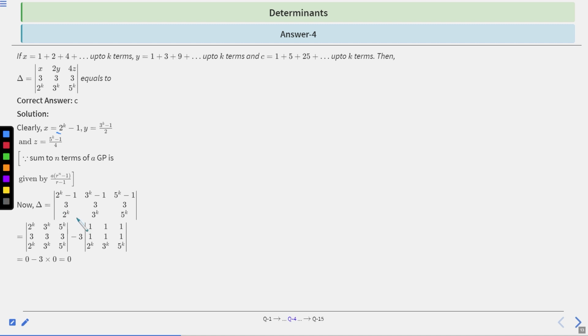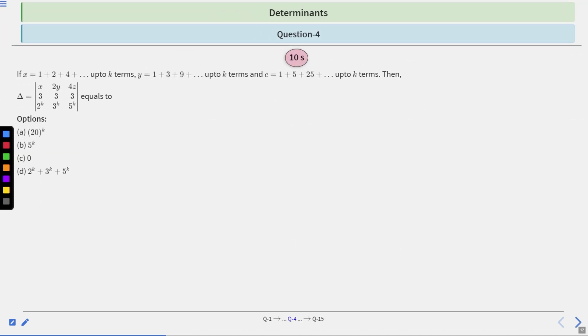Now, delta can be calculated. Put the value of x, y, and z, right? You will get, put the values of x, y, and z, and by splitting, you will get this determinant as 0 because the first row and third row are the same, and this determinant is also 0 because the first row and second row are the same, right? So the answer will be 0. I think option C is the right choice. Clear?